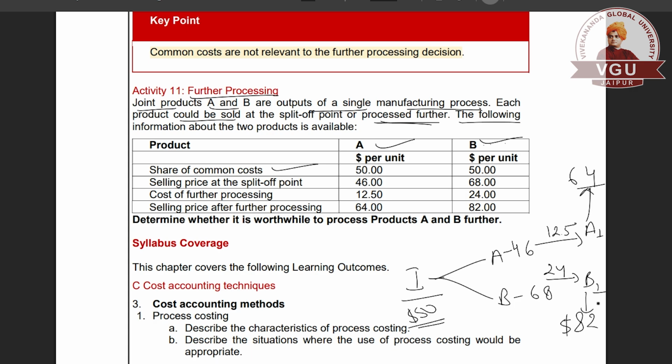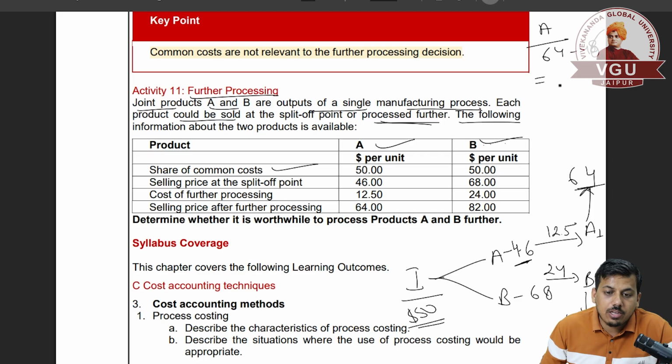Now we will have to take a decision whether we should do further processing or not. It is simple. First of all, we are selling product A at 46. After further processing, we can sell it at 64. What is the difference between them? 64 minus 46. Additional revenue, what are we getting? 64 minus 46, so it is 18. We are getting $18.